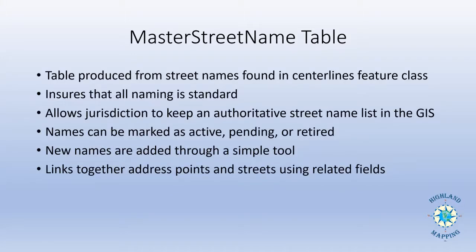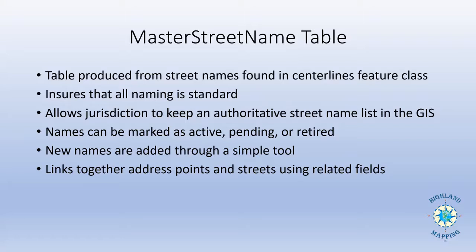The third component to our system is the master street name table. This table is produced by producing a list of road names from existing GIS centerlines. Having a table like this ensures that road naming remains standardized in GIS. This table can also become the authoritative road naming list for a jurisdiction. Road names can be marked as active, pending, or retired within the list. Only active road names are available to mappers to use on a new road.